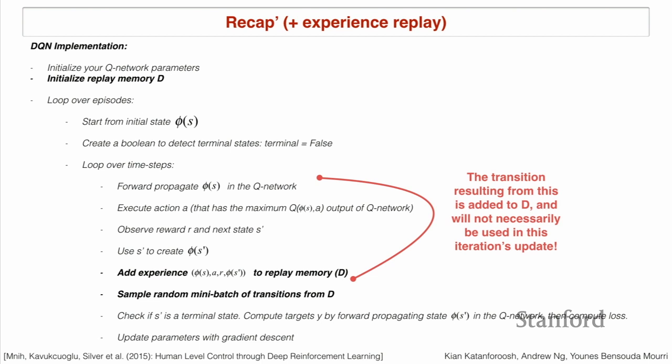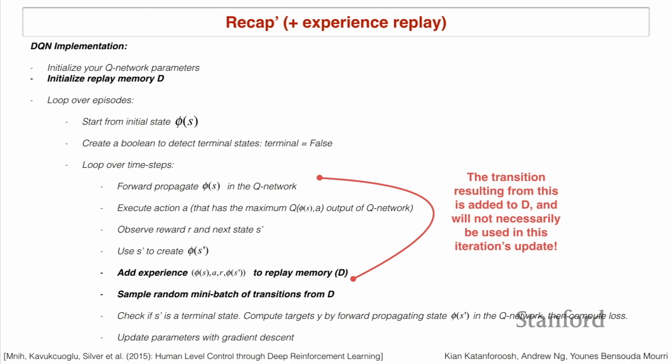The transition resulting from this part is added to the experience, to the replay memory D, and will not necessarily be used in the iteration. So what's happening is we forward propagate phi of s. We observe a reward and an action, and this action leads to a state phi of s prime. This is an experience. Instead of training on this experience, I'm just going to take it and put it in the replay memory. Add experience to replay memory. And what I will train on is not this experience, it is a sample random mini batch of transitions from the replay memory. So you see, we're exploring, but we're not training on what we explore.